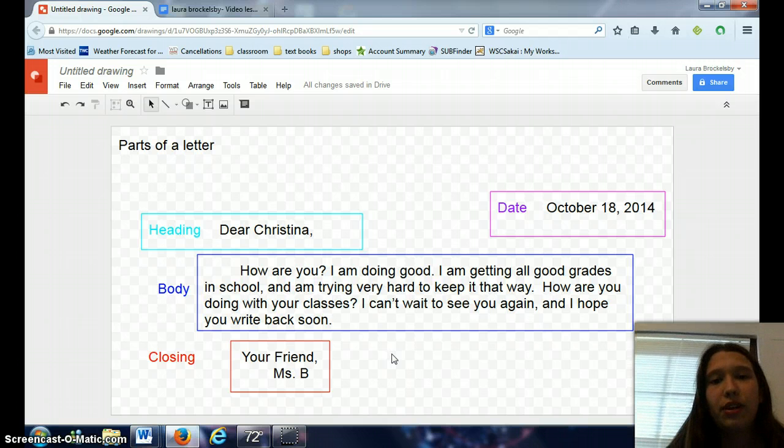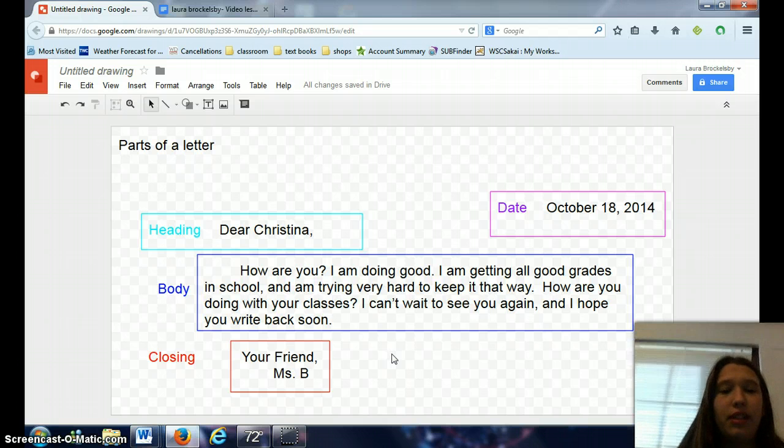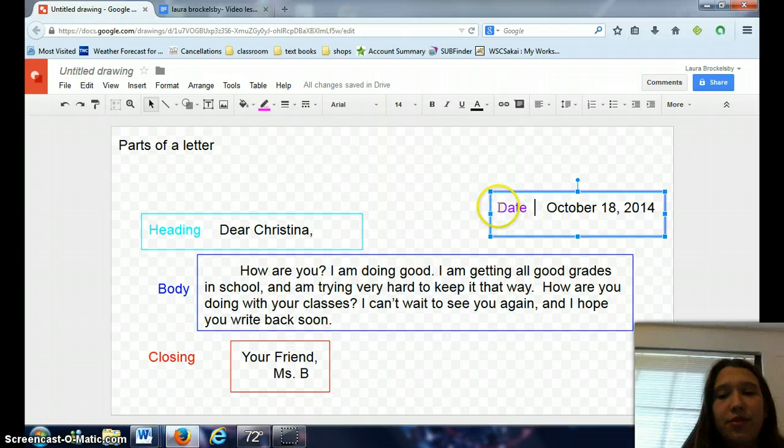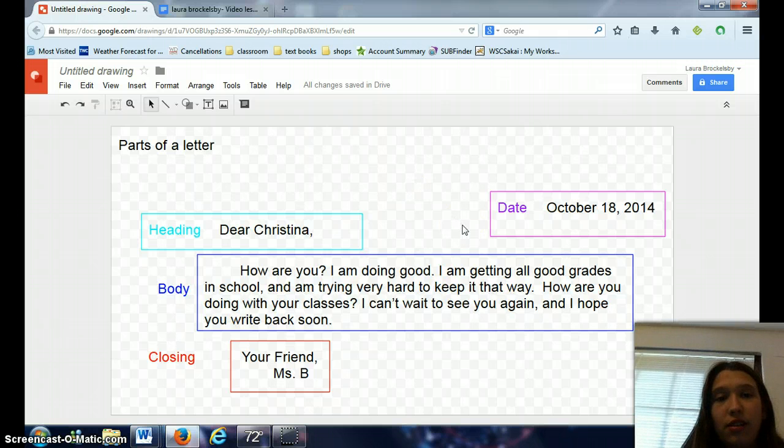Now, there are four different parts of a letter that we are going to talk about today. The first thing you have to put when you're writing a letter is the date. It's one of the most important things. You put the month first, then the day, a comma, and then the year. You write out the full year, not just 14.